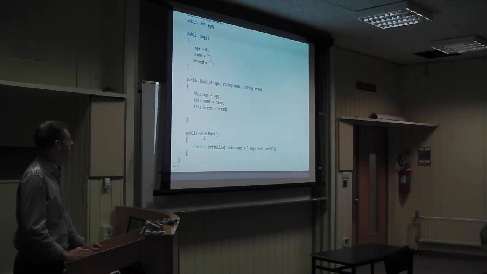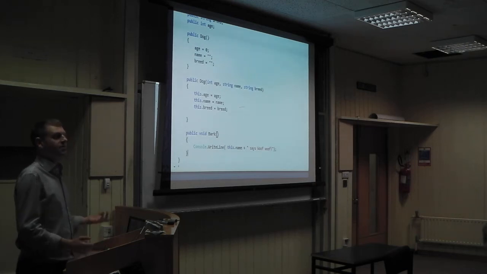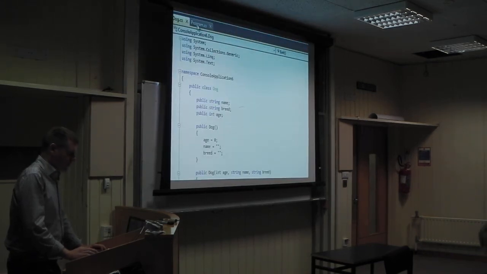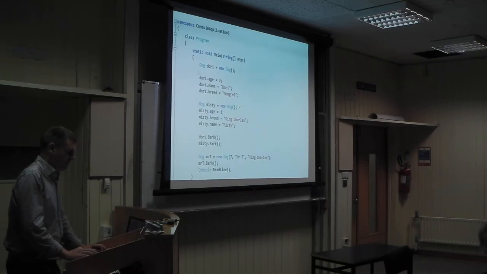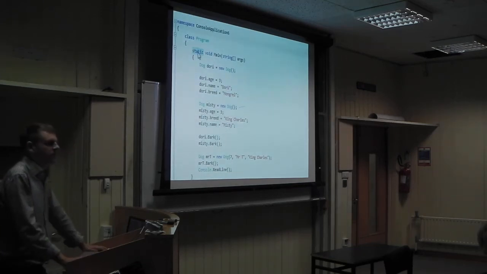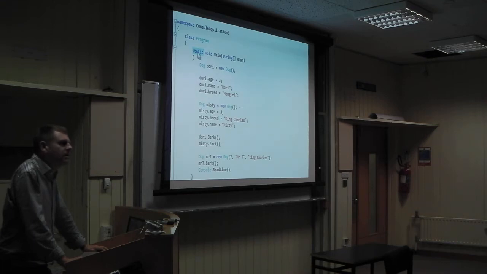And what's this an example of here? Public void bark. That's an example of just calling a method. All right, so that's my class. Over here in program, we have one method here which is the main method, and this is a static method. So what does a static method mean?